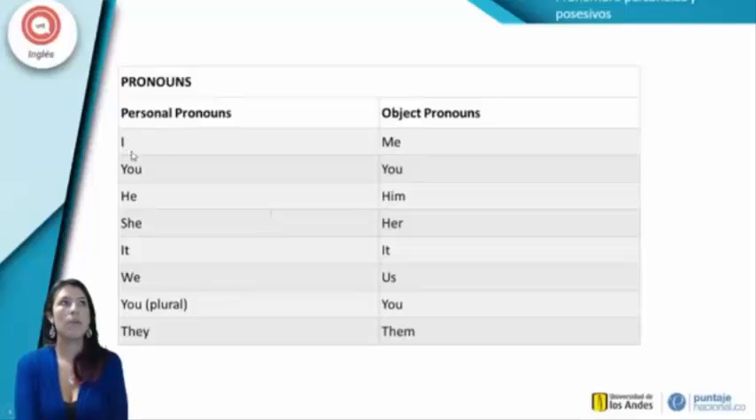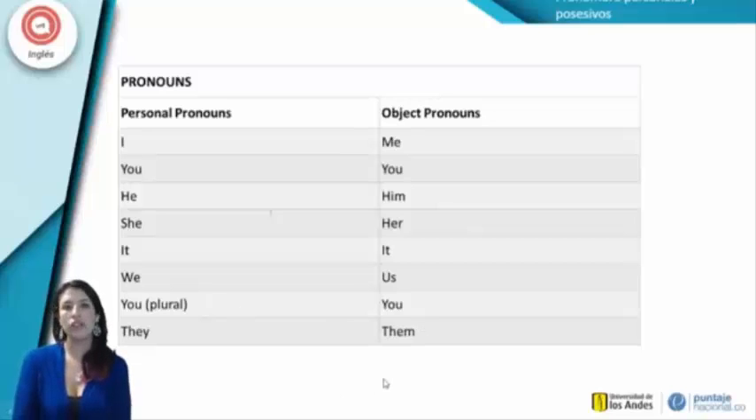So the object pronoun for I is me. For you is you. He, him; she, her; it is the same; we is us; you, that is the plural, also you; and they, them. So in order not to repeat, like in Spanish, we use the object pronouns.